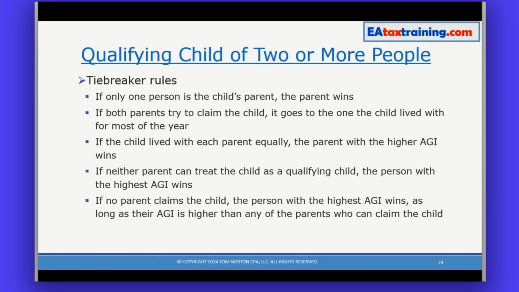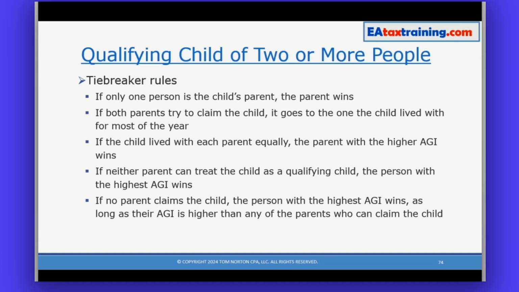If neither parent can treat the child as a qualifying child, so maybe the two people competing for claiming the child as a dependent are grandparents on either side, then it's the taxpayer with the higher AGI. So you've got grandma and grandpa on one side, you've got grandma and grandpa on the other side. Whichever of those two has the higher adjusted gross income would claim the child as a dependent.